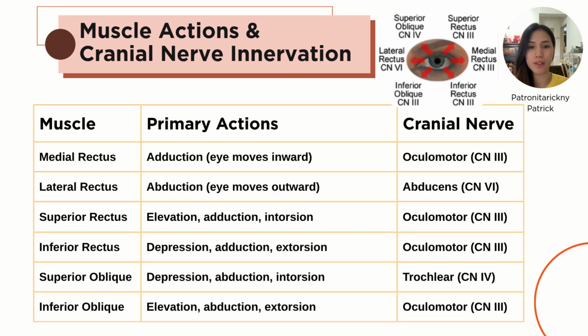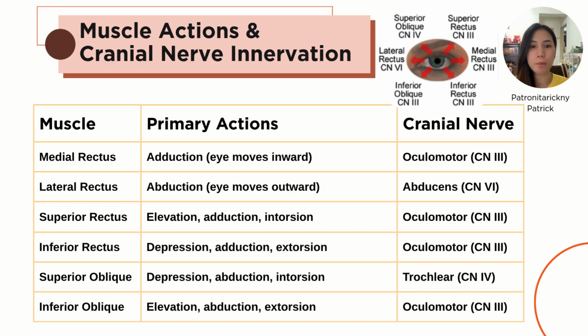C is superior rectus. Action: moves the eye upward and also slightly pulls it inward and rotates it inward. This combination is called elevation, adduction, and intorsion, innervated by the oculomotor nerve, cranial nerve 3. D is inferior rectus. Action: moves the eye downward with slight adduction and extorsion, rotating outward, innervated by the oculomotor nerve, cranial nerve 3.